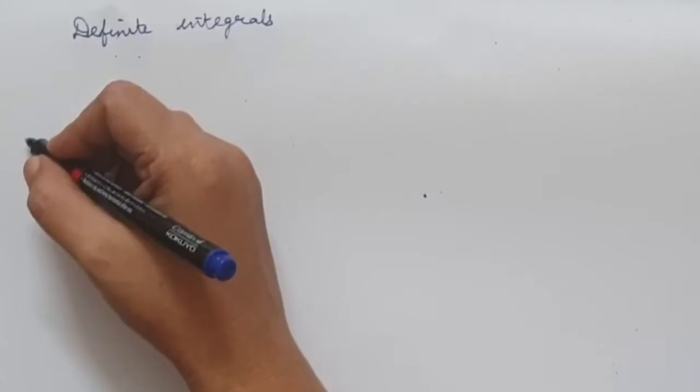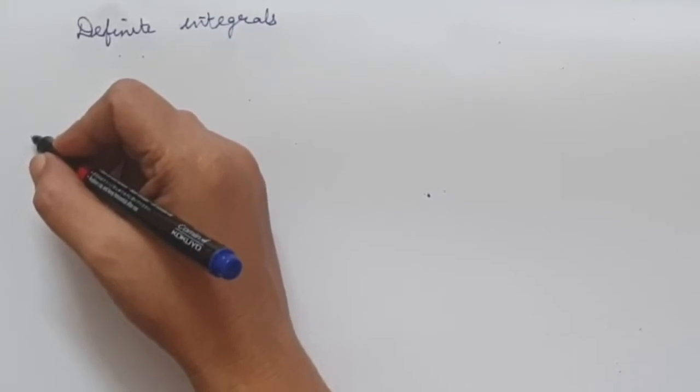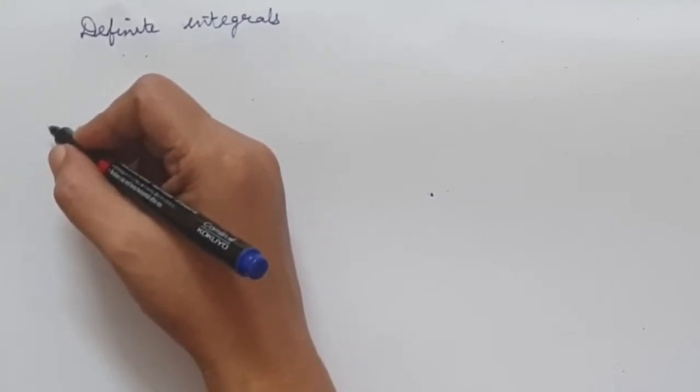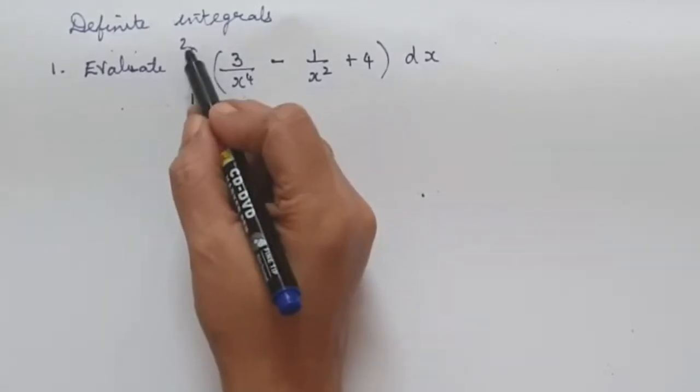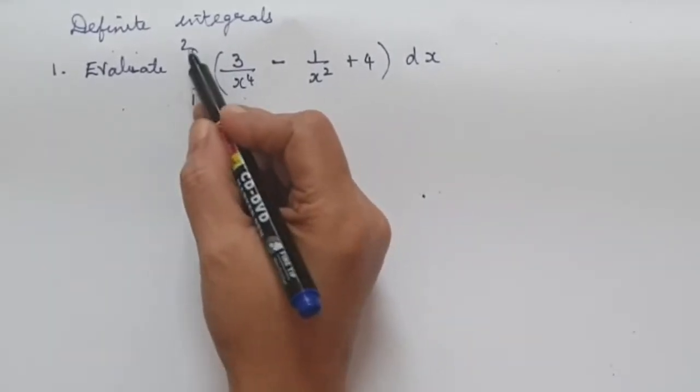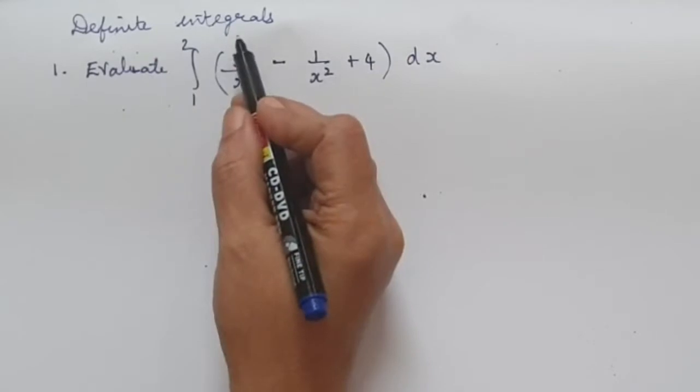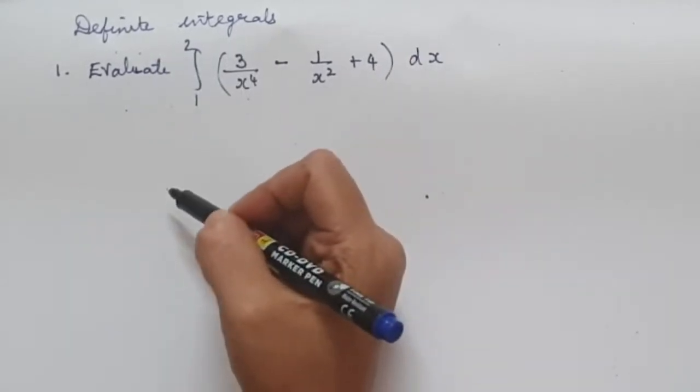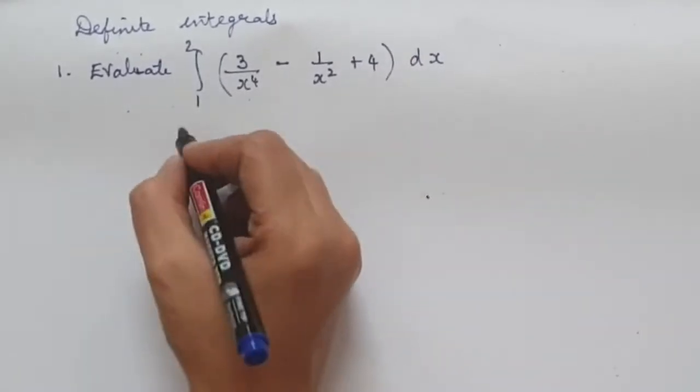Area using integration. Before learning how to find area using integration, let us learn how to evaluate a definite integral. Now here the limits are given for the integration symbol. When limits are given, then the integrals are called definite integrals. Now let us see how to solve them.